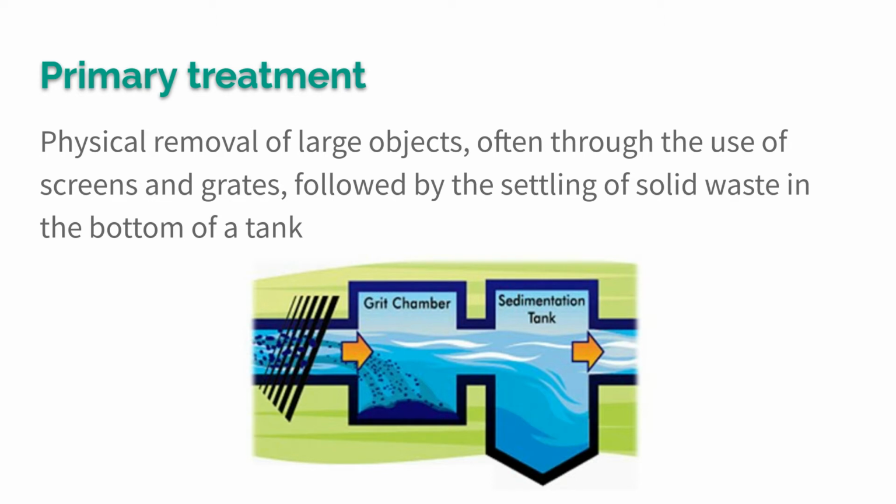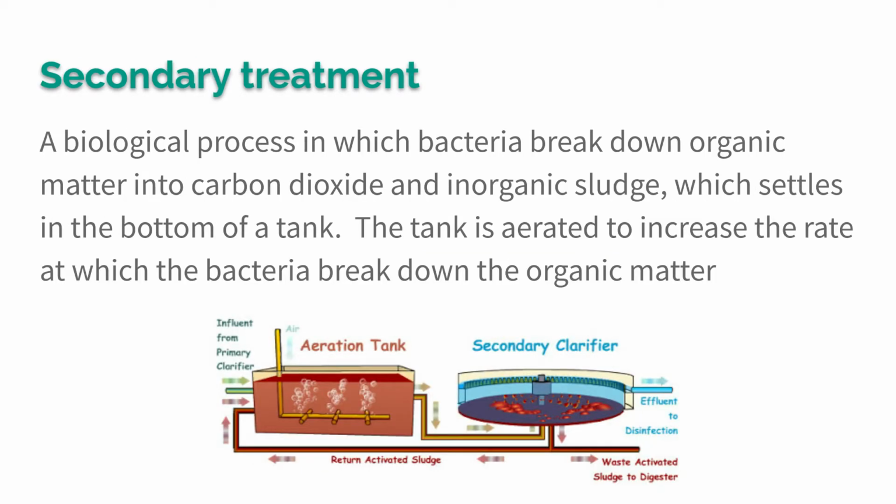So they do this with screens and grates, and then they'll put it through a sedimentation tank where they just let the water sit very, very still to allow heavier things to sink to the bottom, any fats or oils to float to the top. Then it goes through secondary treatment, which uses microbes and another sedimentation tank to get out even smaller things.